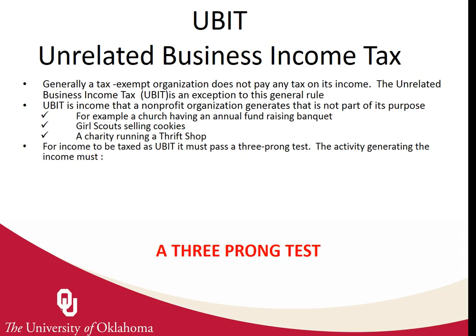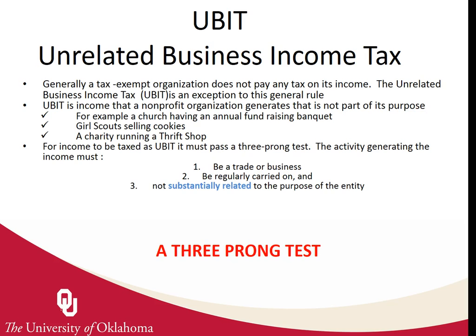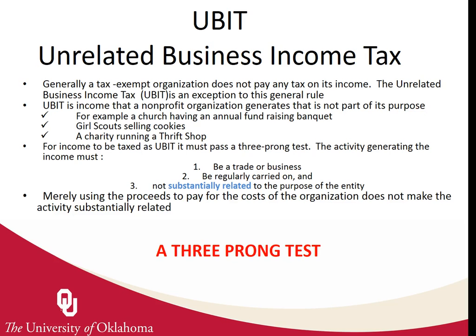For income to be taxed as UBIT, it must pass a three-pronged test. One, the activity generating the income must be a trade or business. Two, it must be regularly carried on, not regular in the sense of once every year at Thanksgiving or Christmas, but it would be better to say that it is frequently carried on. And three, not substantially related to the purpose of the entity. So merely using the proceeds to pay the cost of the organization does not mean that that activity is substantially related. We'll talk more about that in a couple of minutes.